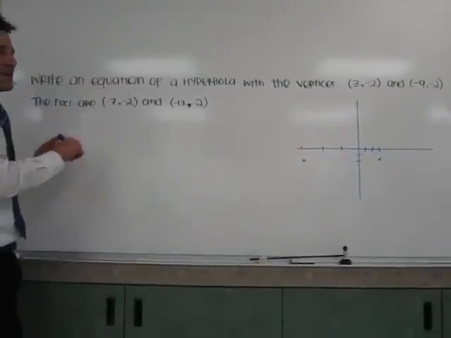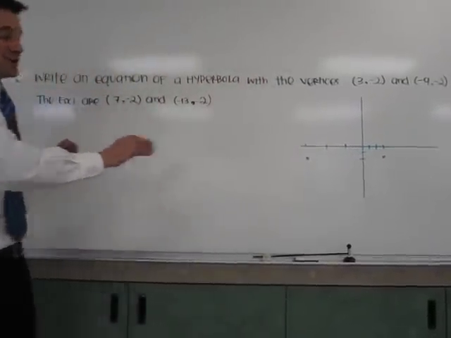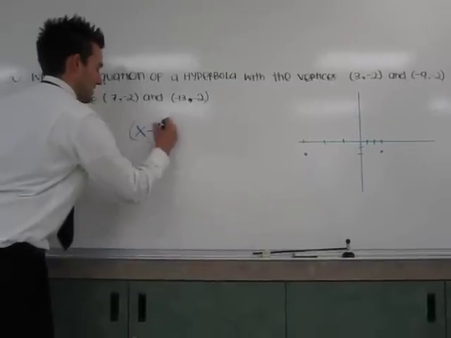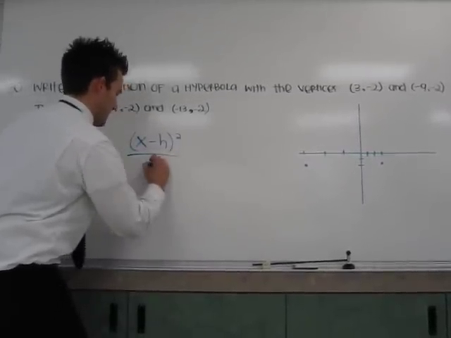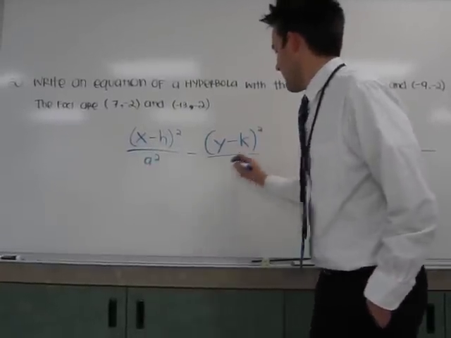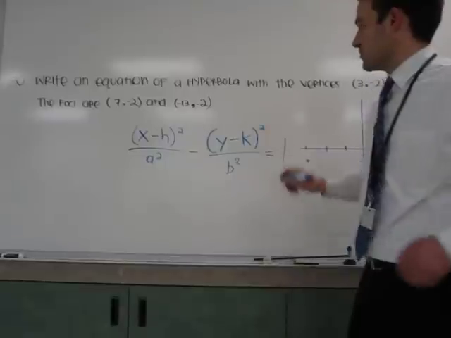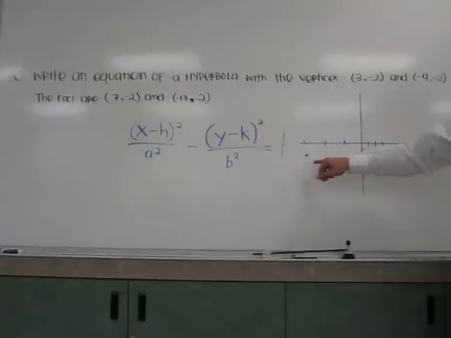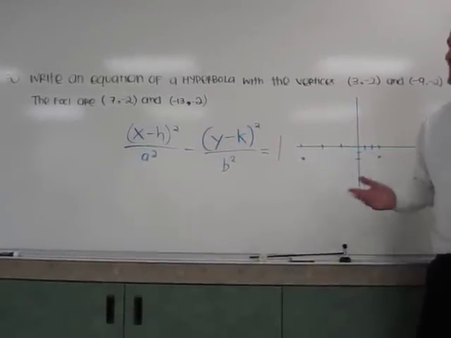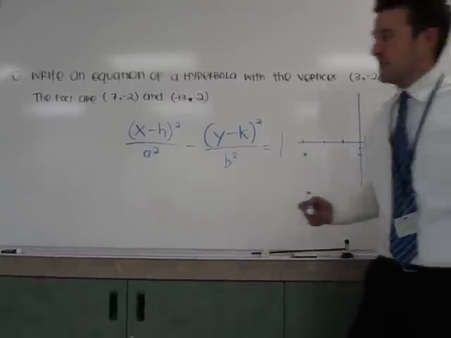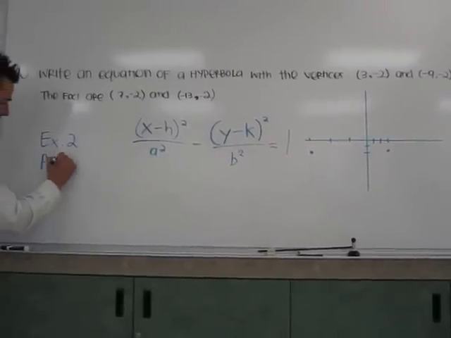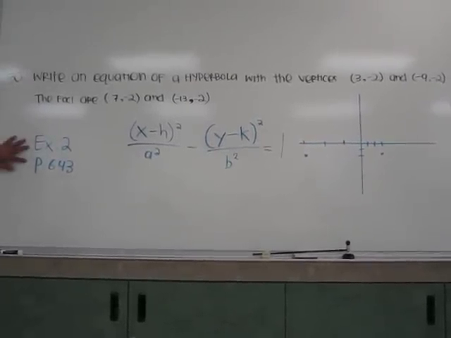It's also going to tell us what our h and k are. Figuring out that the vertices are in horizontal relation to each other, we know this is going to be a hyperbola of the form (x minus h) squared over a squared minus (y minus k) squared over b squared equals 1. So the coordinates that are halfway between the vertices will tell us what h and k are. To find a and b, it's going to be a little more challenging. But if you get lost, be sure to check out example 2 on page 643. That should help you a little bit more with this problem.